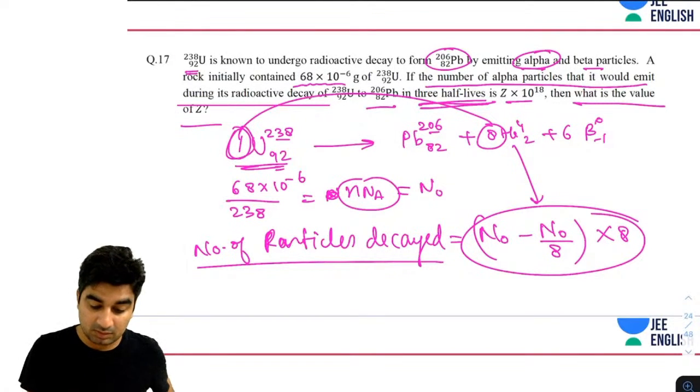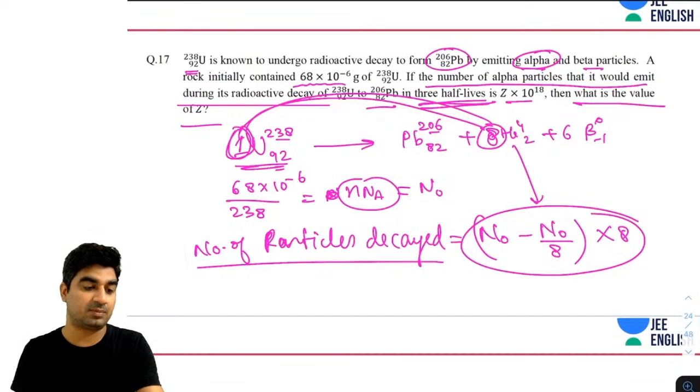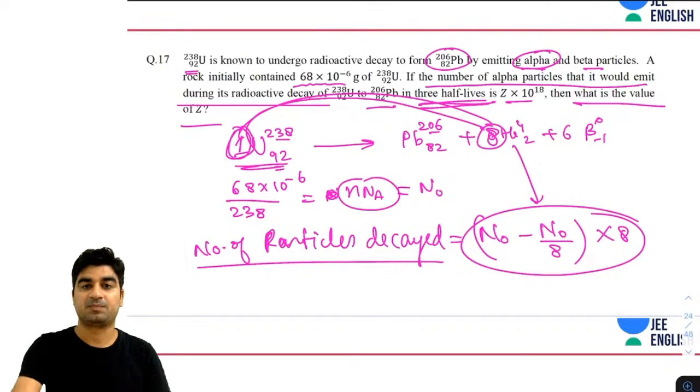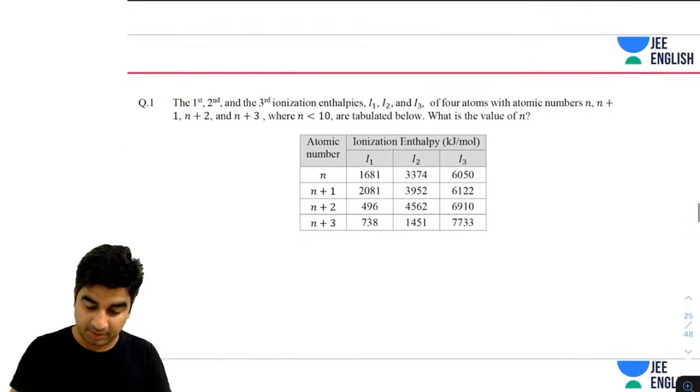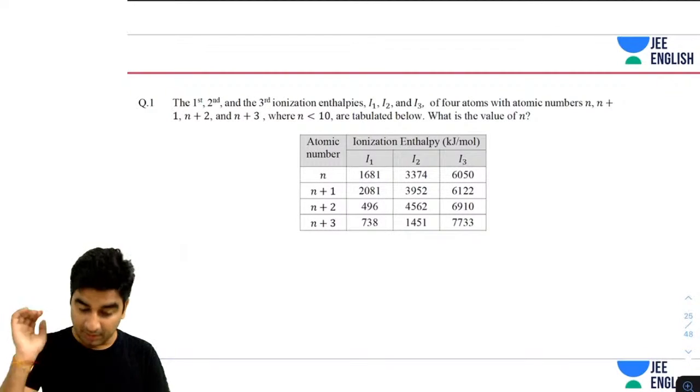Why? Because on decay of one particle you are getting 8 particles. Okay guys, so now I'm moving on to the next problem, and yes, it's a very good problem. This problem was part of paper number 2, so let's solve it now.